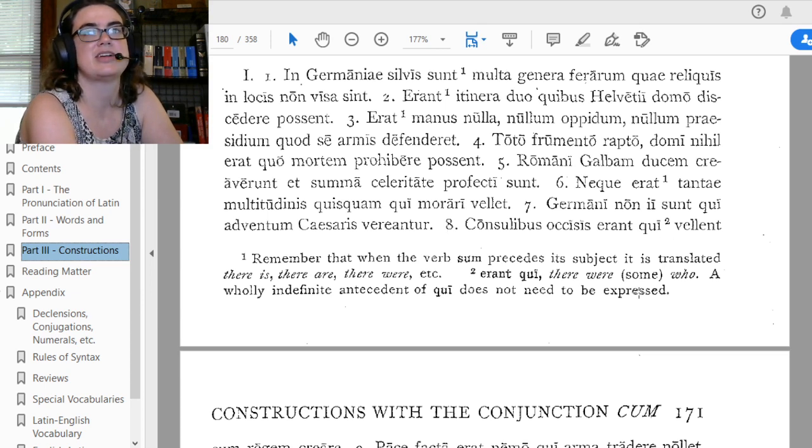Number 7, that's another nice little sentence. Germani non ii sunt qui adventum Caesaris vereantur. The Germans are not those who would fear the approach of Caesar. The Germans are not the type who would fear. So again, that is using a demonstrative ii, the verb to be, and then the relative pronoun. So that ii sunt qui is a really standard formula for there are or they are the sort who.